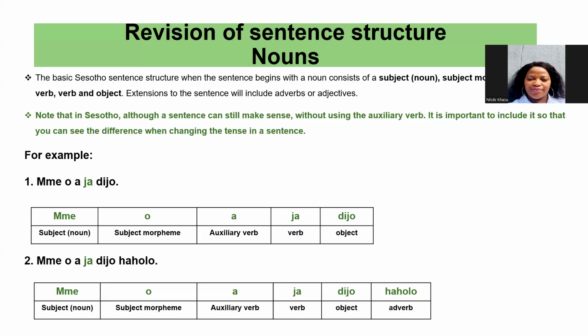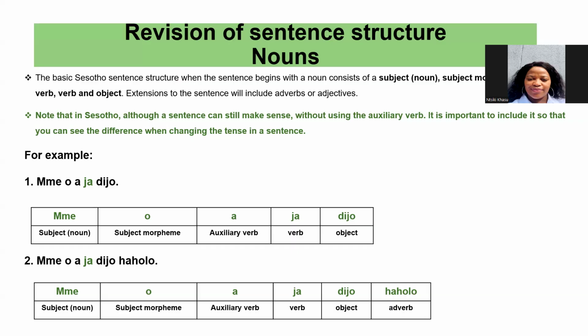So another way of thinking about it is that in Sesotho, for example, if the noun is a living noun, that sentence can have a verb, or it can have an adjective, or it can have both.